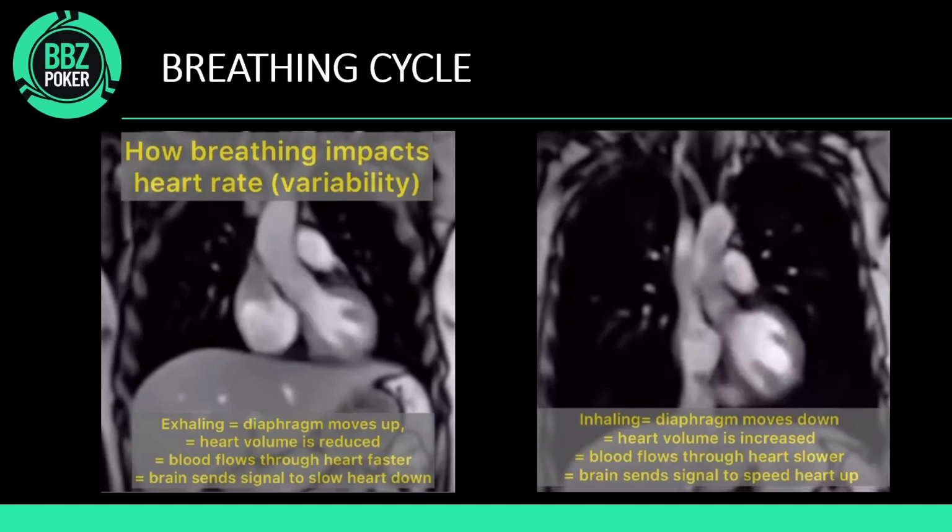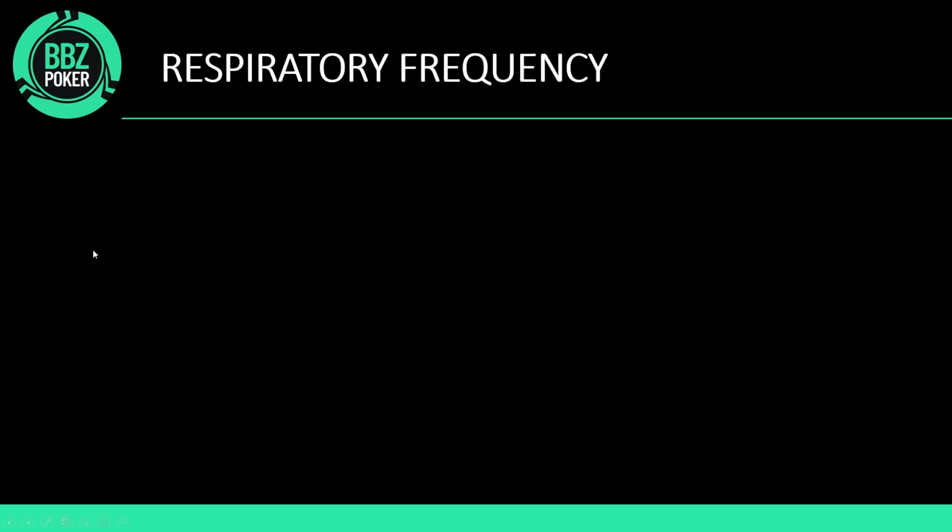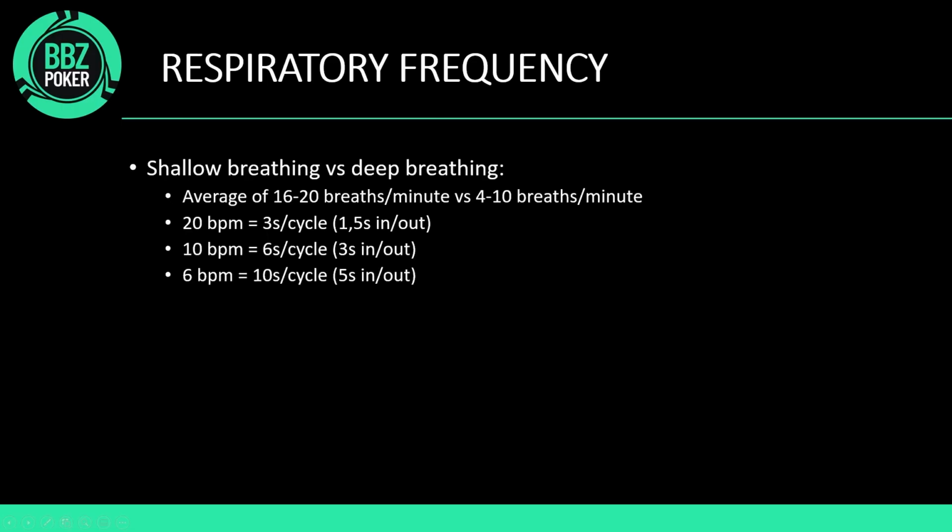So let's make this more concrete and specific. Let's look at some respiratory frequencies or breathing cycles. The average respiratory frequency in humans is around 16 to 20 breaths per minute. That's for average people, and that's some shallow breathing. That's basically something along the lines of 3 to 4 seconds for an entire cycle of breathing. So think about it for a second and actually try it. Breathe in for 1.5 seconds and breathe out for 1.5 seconds.